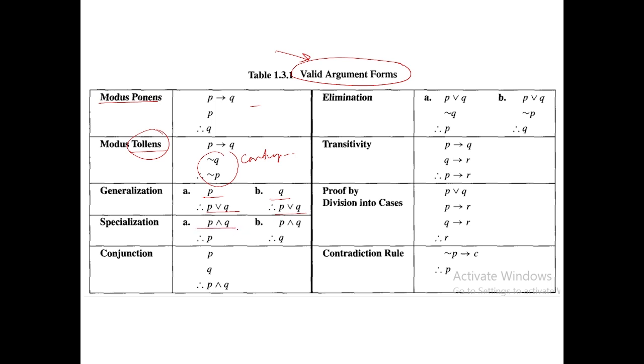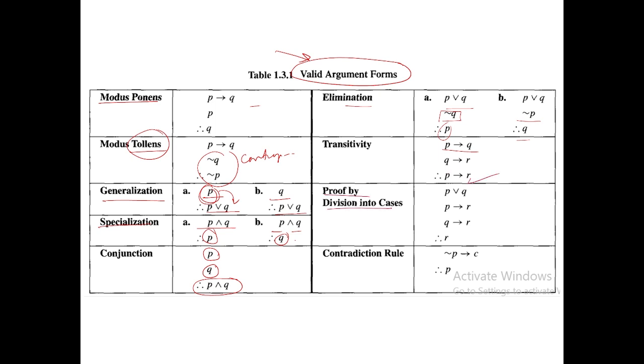These are very basic, and you can go from P to P or Q, like from one single variable to two variables. This is generalization. Specialization is P and Q, so P. P and Q, so Q. Conjunction: P is true, Q is true, so P and Q both must be true. Elimination is P or Q; if not Q is true, then it must be P. Transitivity: P implies Q, Q implies R, so P implies R.